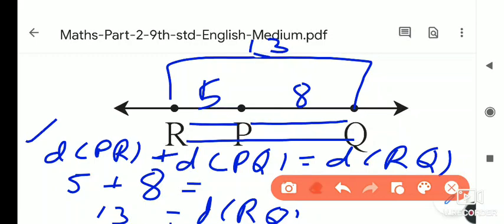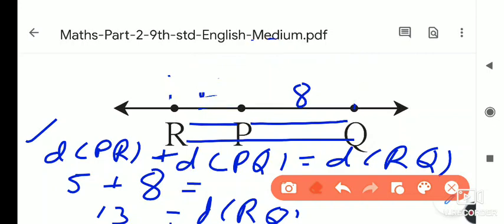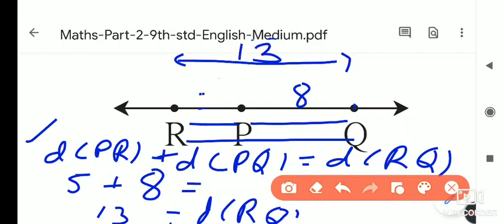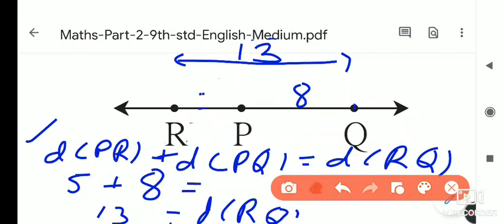Now we will make some changes to it. Suppose they gave us the measure of PQ as 8, and the measure of RQ, from R to Q, as 13. Then how do we find PR? We use the same formula: distance of RQ is equal to distance of RP plus PQ, which I already wrote here. Now we have to write in the measures.